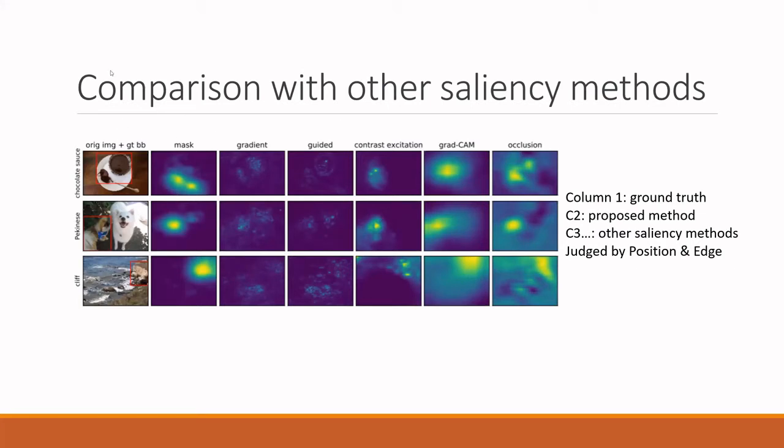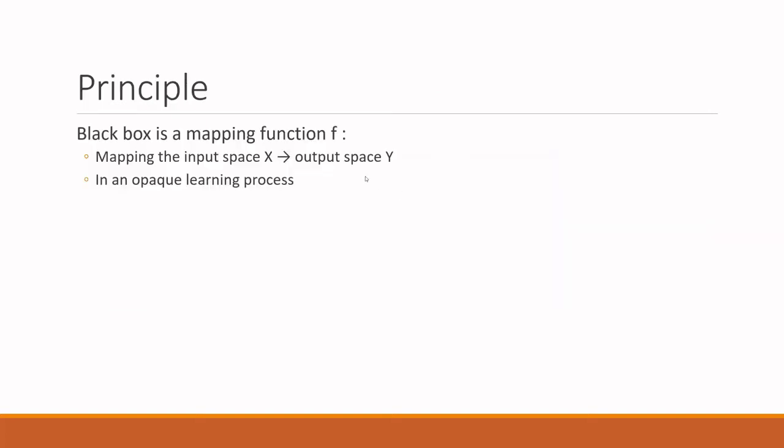Here is the comparison with other saliency methods. Column 1 is the ground truth, and column 2 is the proposed method. The rest of the columns are other saliency methods. Judging from the position of the anchor and the edge of the heat map, it is obvious that the proposed method has the best performance.